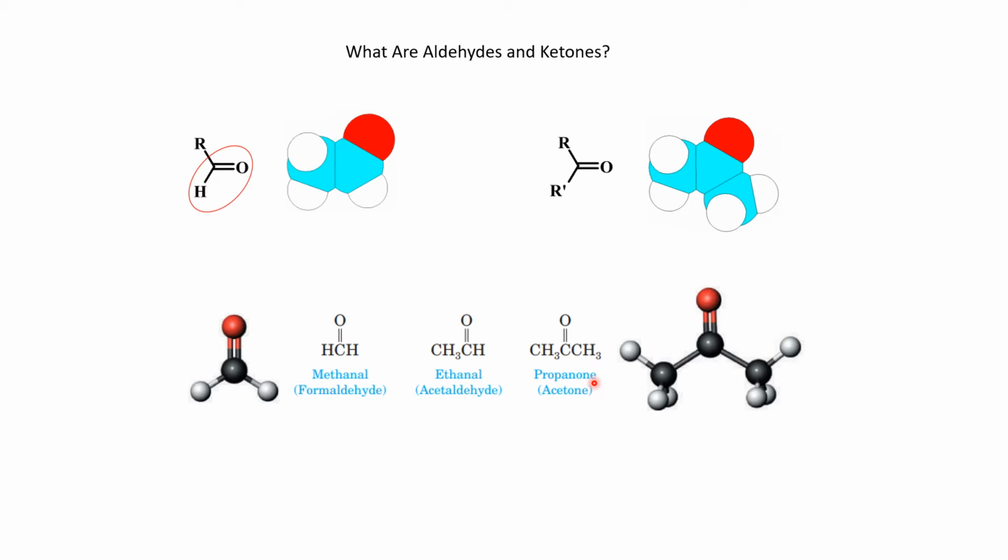Because aldehydes always contain at least one hydrogen bonded to the CO group, they are often written RCHO. Similarly, ketones are often written RCOR.